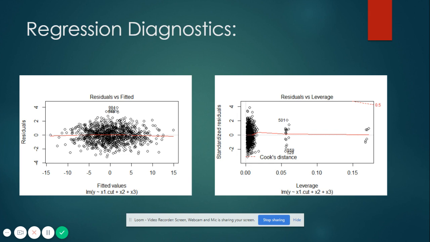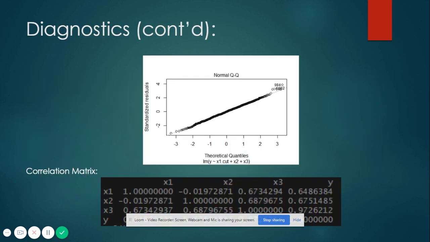Additionally, our Cook's distance plot here, it looks pretty good, actually. We have no points or outliers that seem to be unduly influencing the rest of the model. And if we keep going, we have a normal QQ plot, which once again shows us that we have very good normality. The line is almost completely straight.